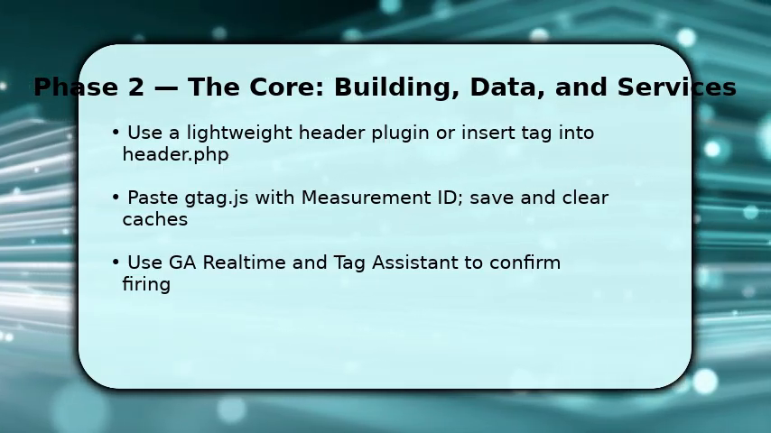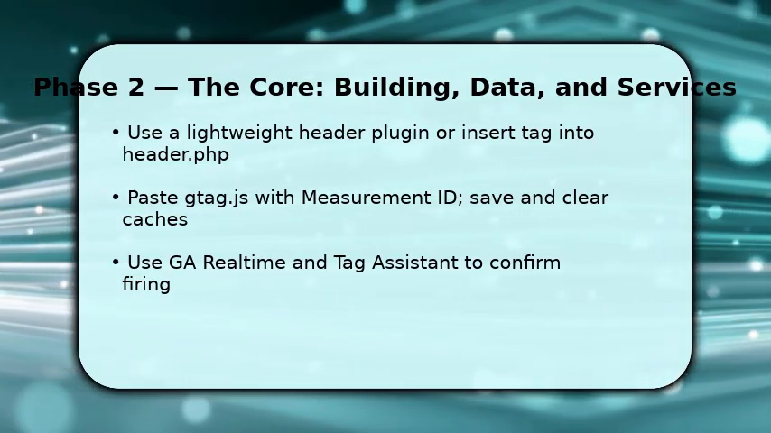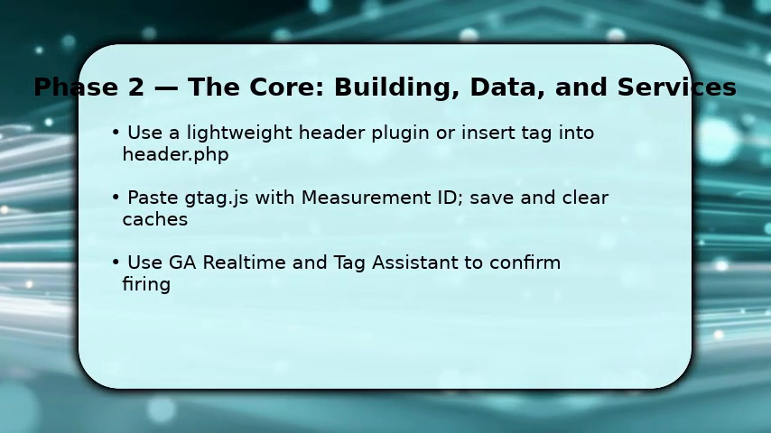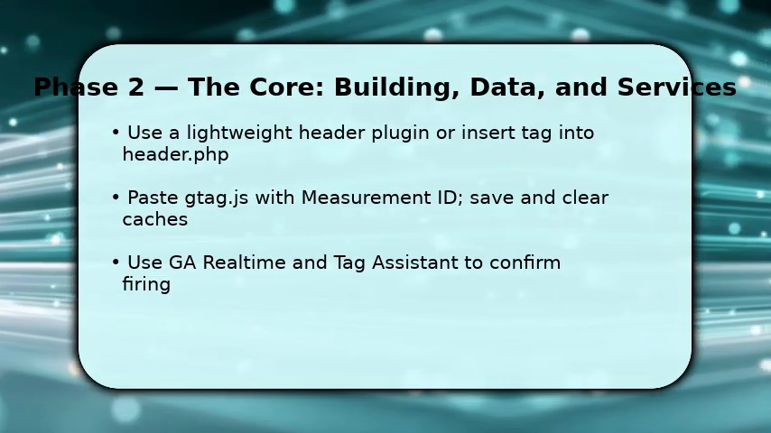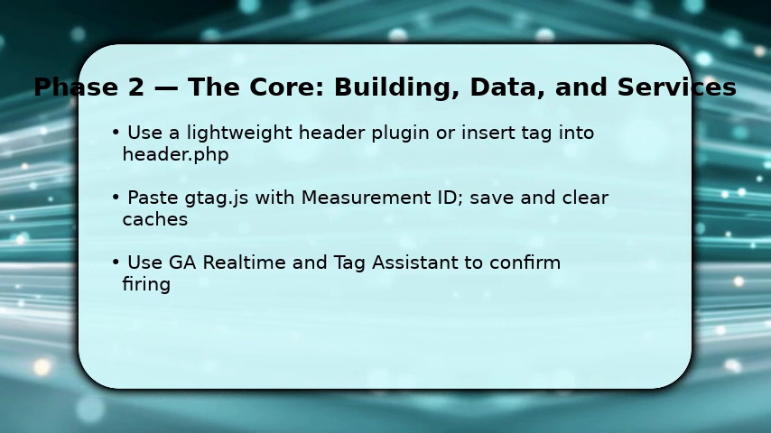Then, open Google Analytics and go to real-time. You should see your visit. If not, use the Tag Assistant Chrome extension to inspect network calls and confirm the G tag.